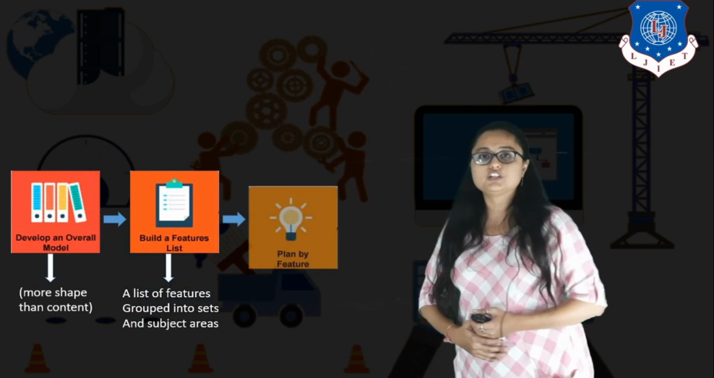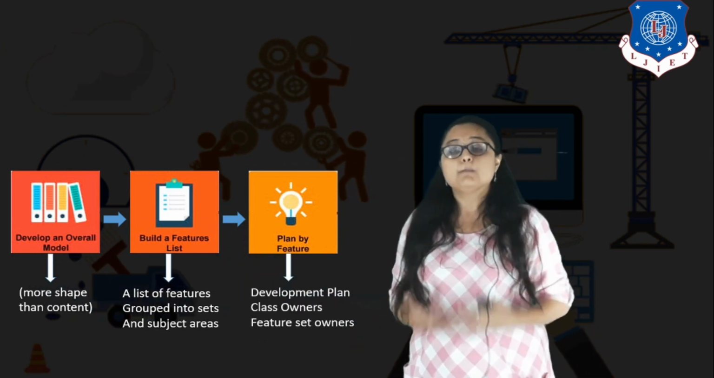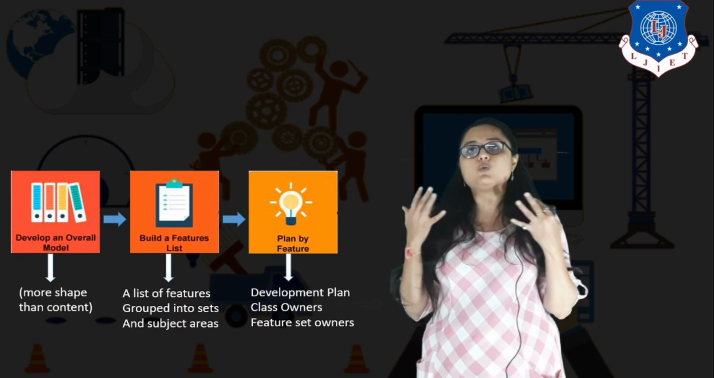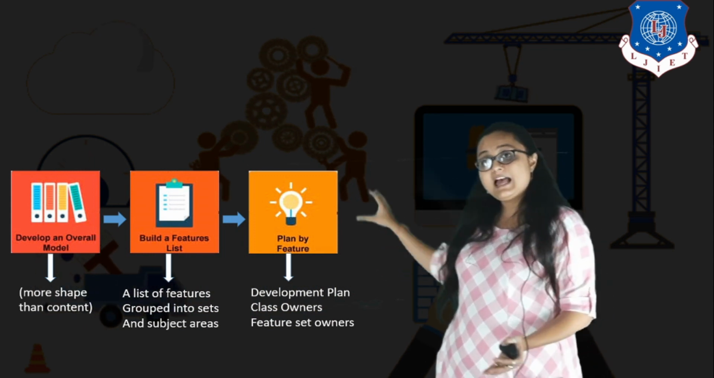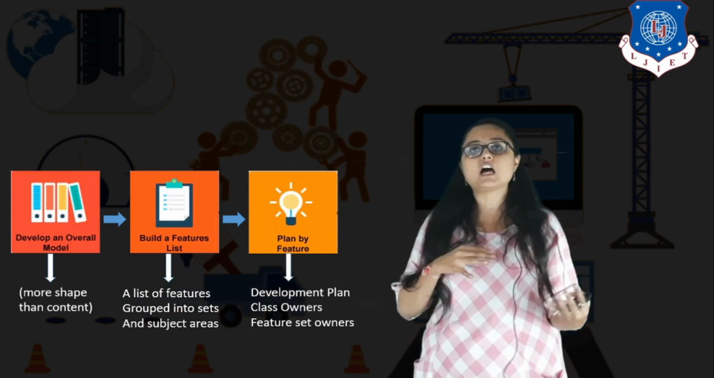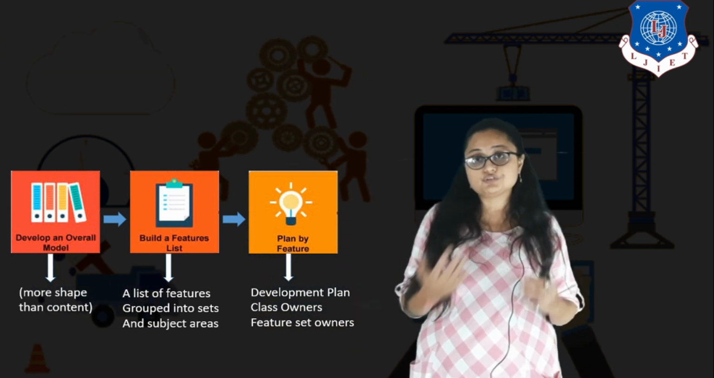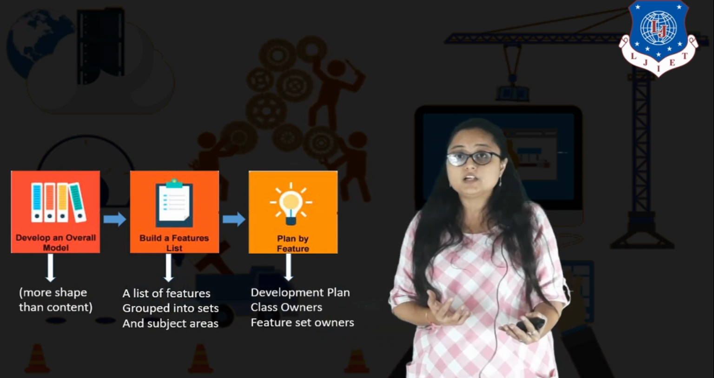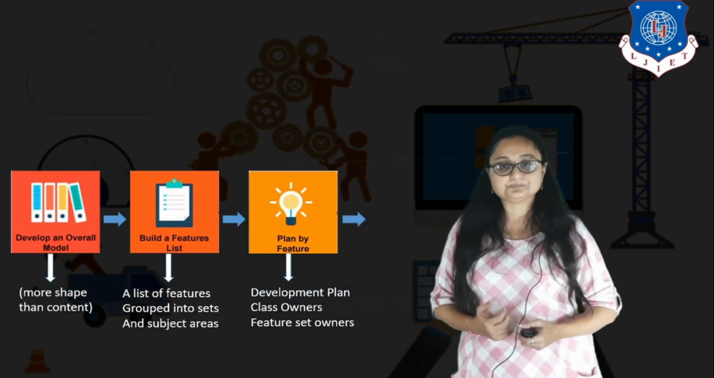The next thing after developing the list of features is, yes, you have to develop a plan. Planning in any software development life cycle is very important, because that provides you a road map of how you will go further. Because we have the list of features according to the subject area, the developers will plan all the class owners: what will be the classes that will be implemented according to the features, who will implement those classes, and when those classes are going to be implemented. So everything is decided in your planning by feature phase.